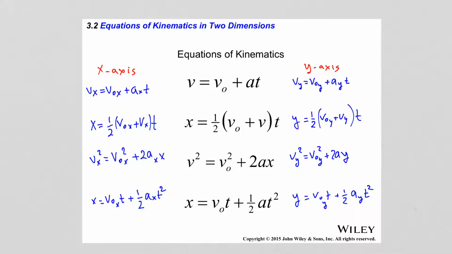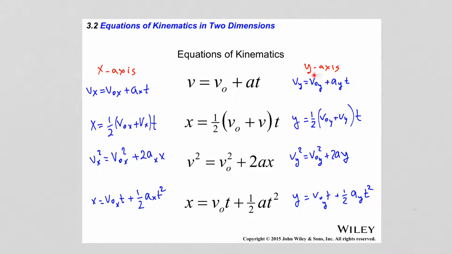In the x-axis direction, the equations are indexed with x: vx is equal to v0x plus ax times t. So each vector quantity gets an x component index. x is equal to one half v0x plus vx times t. vx squared is equal to v0x squared plus 2 ax times x. And then finally, x is equal to v0x times t plus 1/2 ax times t squared.